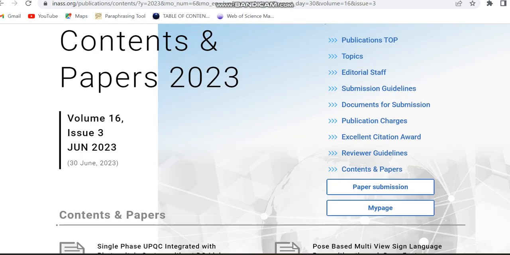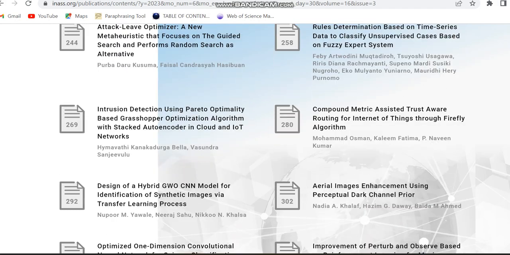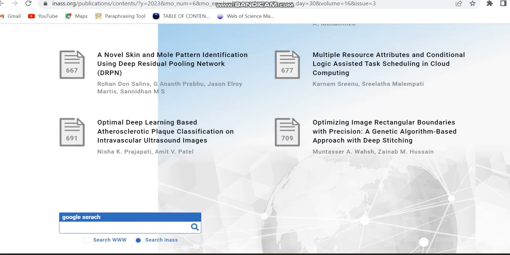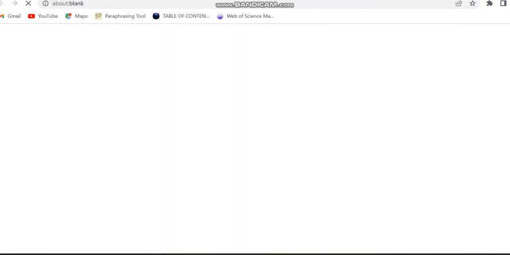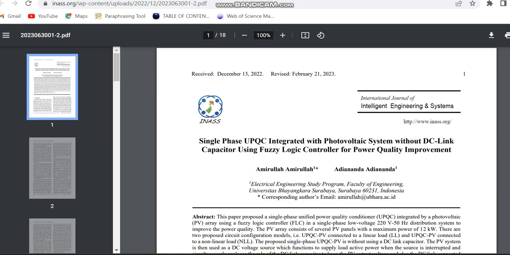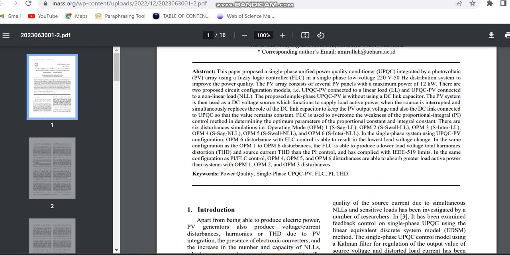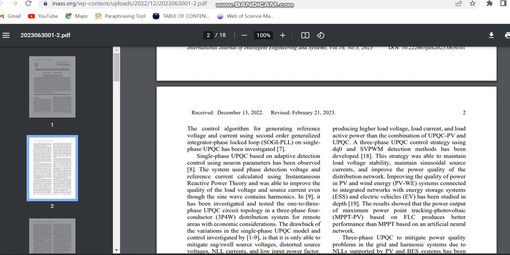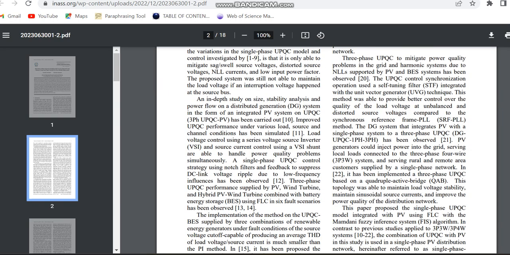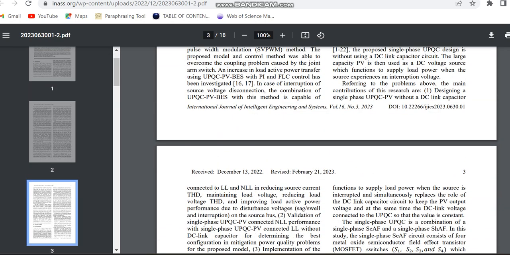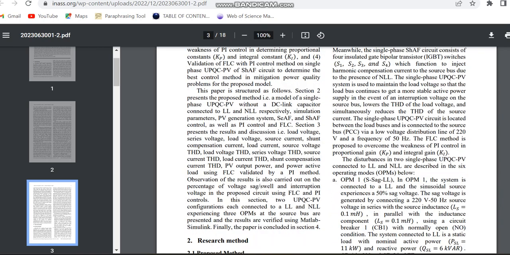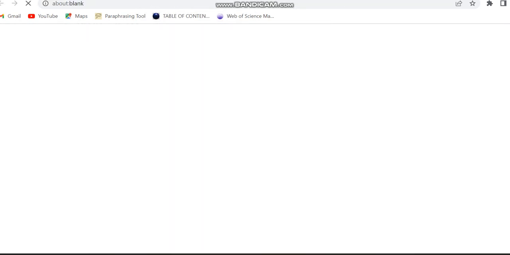So this is the ongoing issue here. I'm looking at the first paper published in this journal. This was received on December 13, 2022. Within 2 months, the revision was done. Now it's July, so within 3 to 4 months the paper has been published, but the revision is taking only 2 months. We can check some other documents also. This may vary based on the availability of the reviewers.